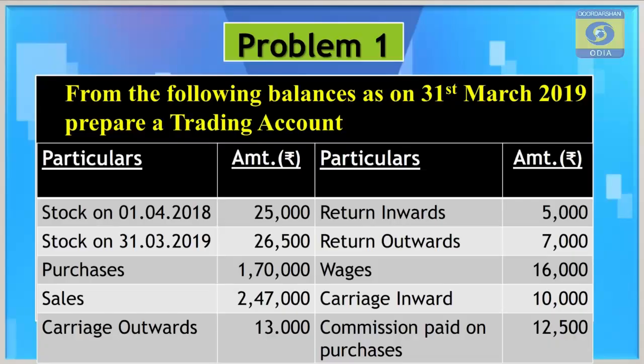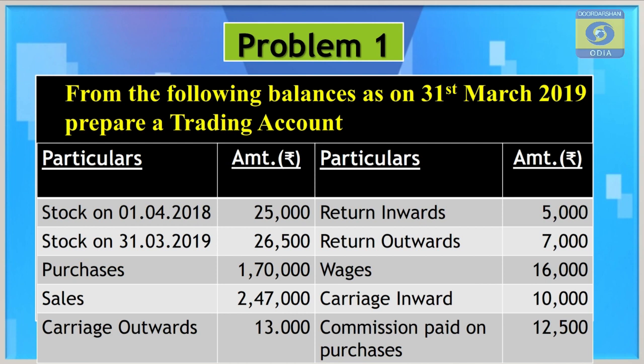The problem is, from the following balances as on 31st March 2019, prepare a trading account. So, you are given certain information in the particulars column. You are given stock on 1/4/2018, the amount is 25,000. Stock on 31/3/2019, it is 26,500. Next we have purchases, that is 1,70,000. Next item we have is sales, that is 2,47,000. Then we have carriage outwards, that is 13,000.